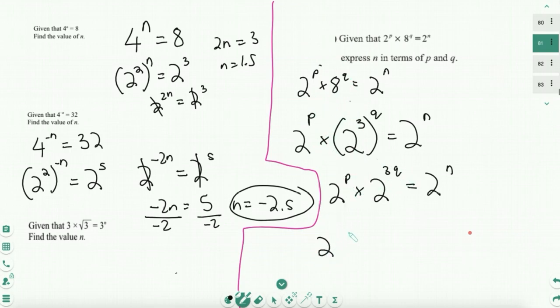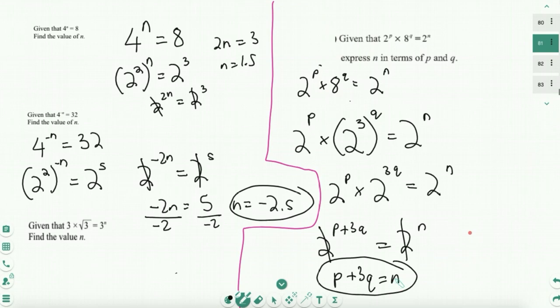So 2 to the power of p plus 3q is equal to 2 to the power of n. Now the bases are the same, we can cancel them out. So p plus 3q equals n. We've got n by itself. So we've written n in terms of p and q.